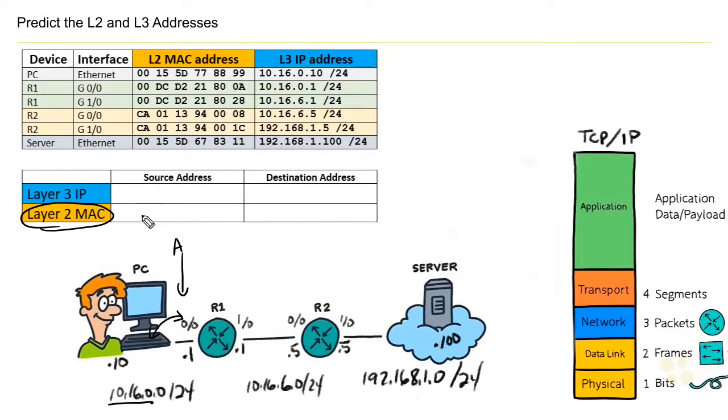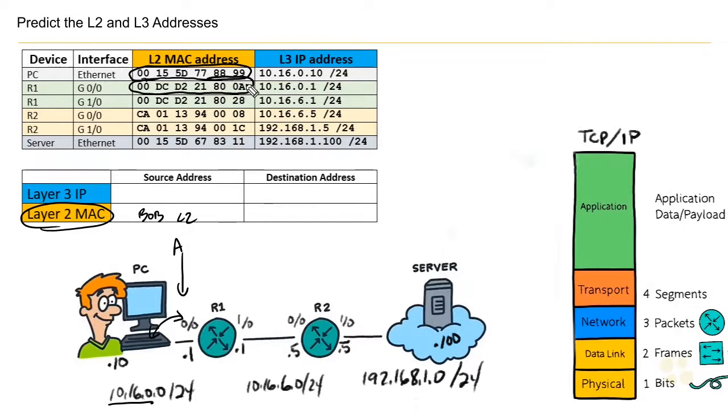So the source MAC address would be Bob's layer 2 address, his Ethernet address, which is this one right here, the one ending in 778899. And the destination layer 2 address should be the router 1 gig 0/0 interface right here on this local segment, which is this one right here, which is ending in 800A.